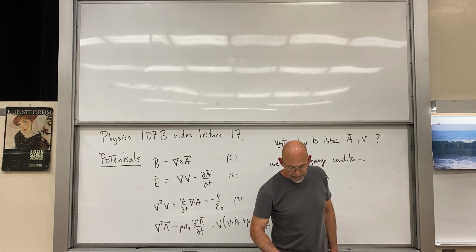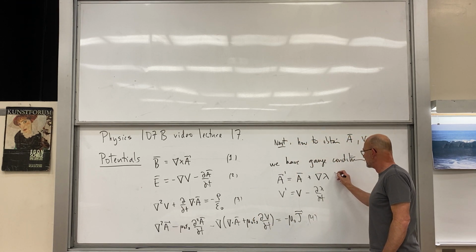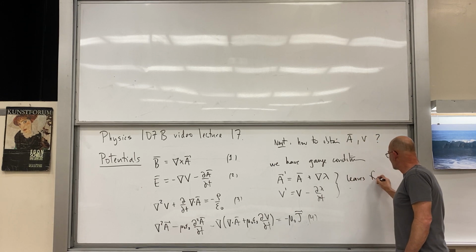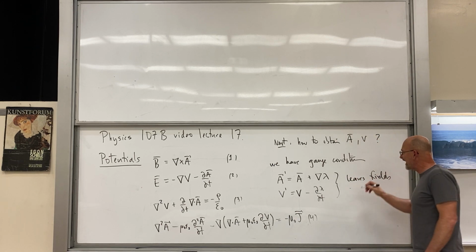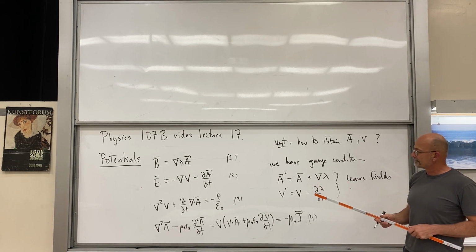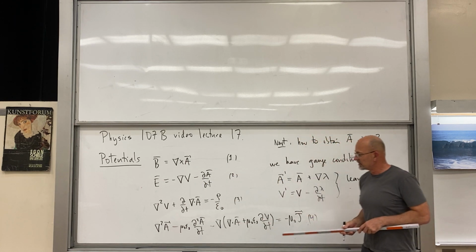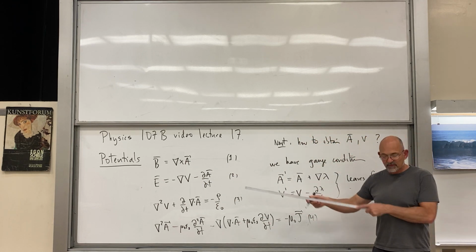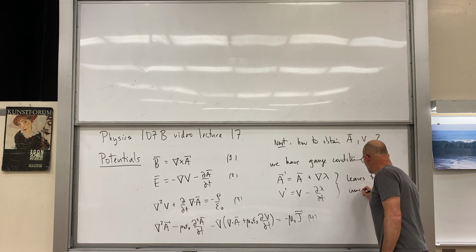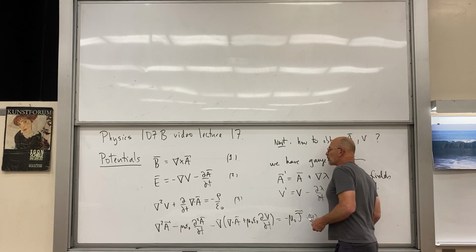And where did that come from? That came really from the fact that B was the curl of a vector potential, and relations with the scalar potential as well. So it leaves the fields unchanged. Good, so that's what we have to work with.